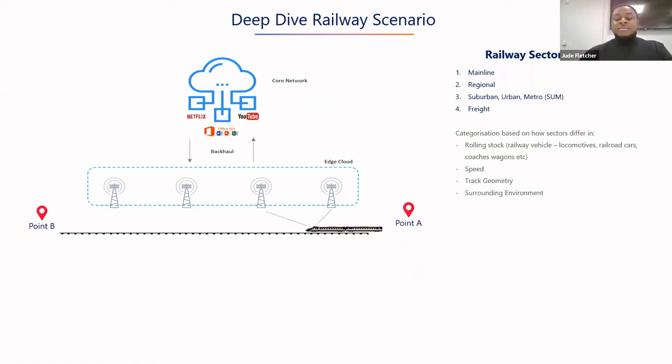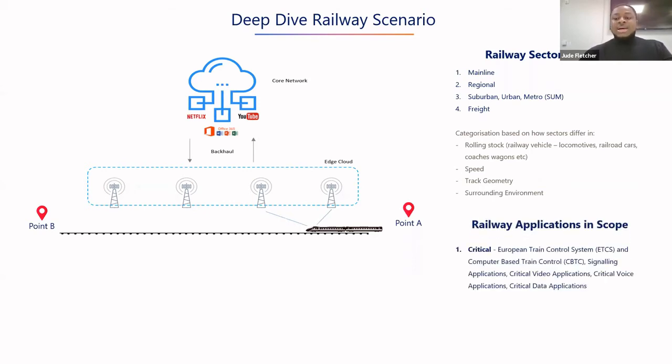So, for example, if you went to London, the kind of environment that surrounds the metro that works in London is very different from if you had a mainline, a train that was traveling from London to Oxford, for example. So we consider that and we group the trains within these sectors.